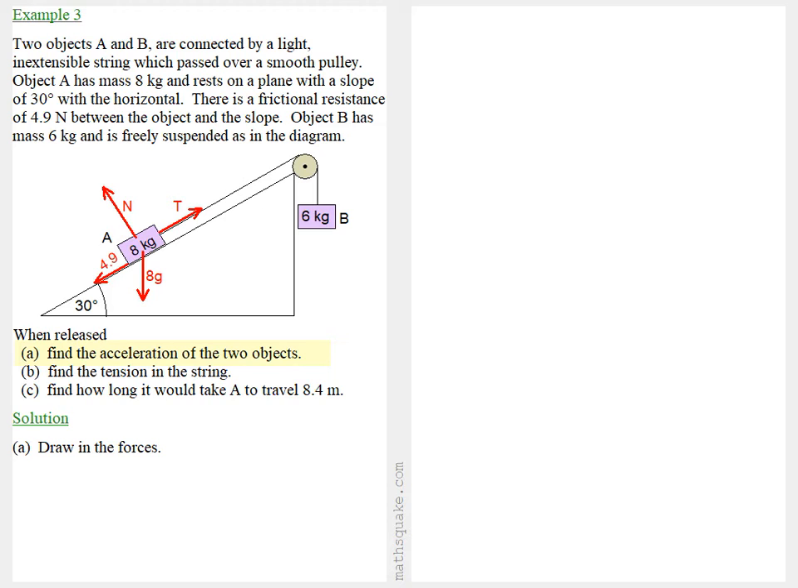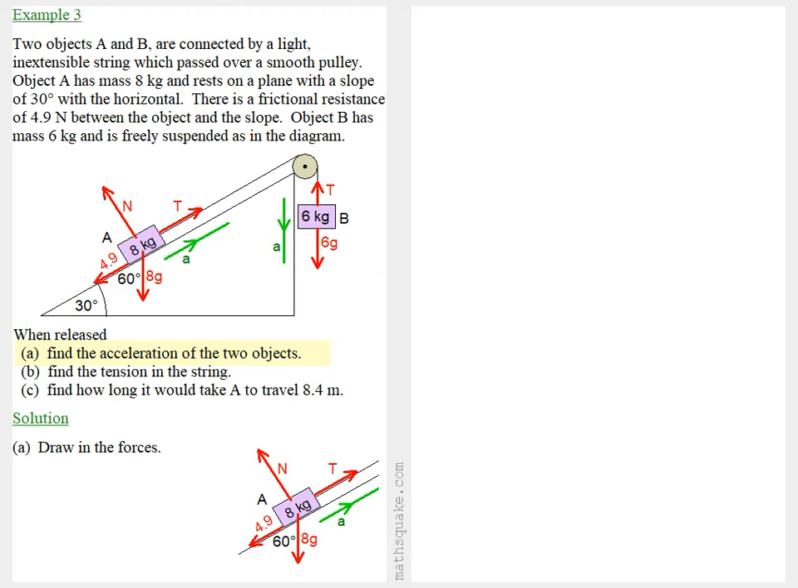If we look at particle B, it has a weight of 6g, or 6 times 9.8, and there's a tension in the string. Because the pulley is smooth, this tension is T. It is the same as the tension on particle A. Finally, because the string is inelastic, both particles have the same acceleration, one up the slope and one vertically down. We also notice that the weight of object A makes an angle of 60 degrees with the slope.